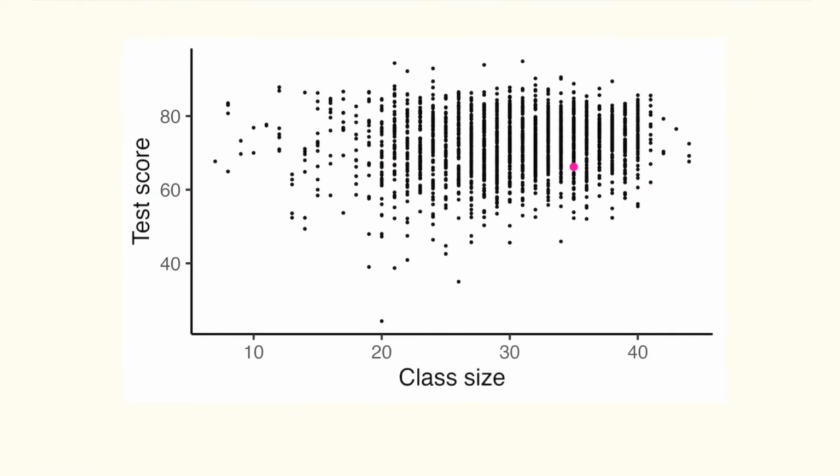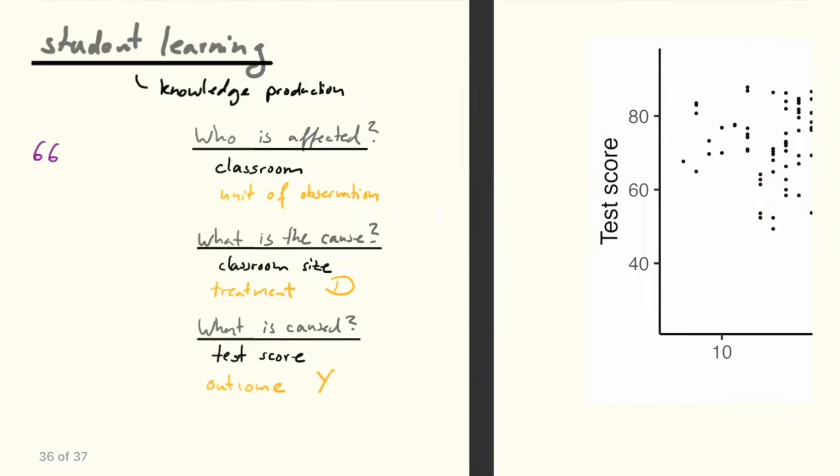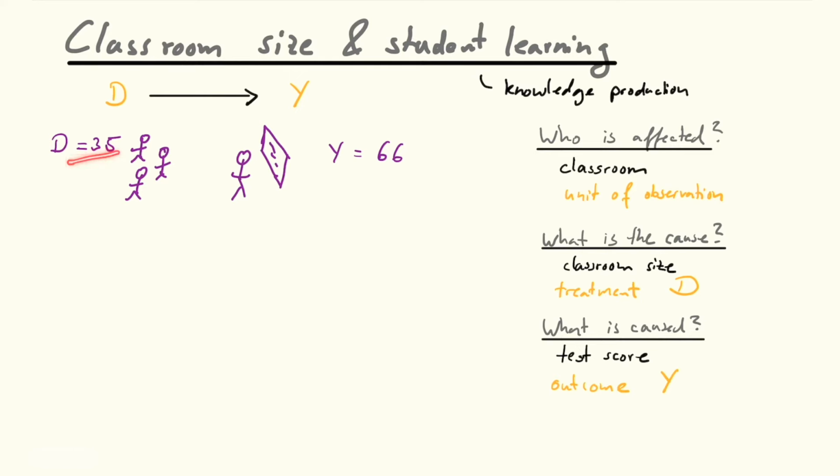This data is from a famous research paper by authors Angrist and Lavy. I've plotted their data, class size against test score. Every point here represents an observed classroom. And look, here's our classroom. It sits right here. It has a class size of 35 and a test score of 66. These are exactly the numbers that I gave here.